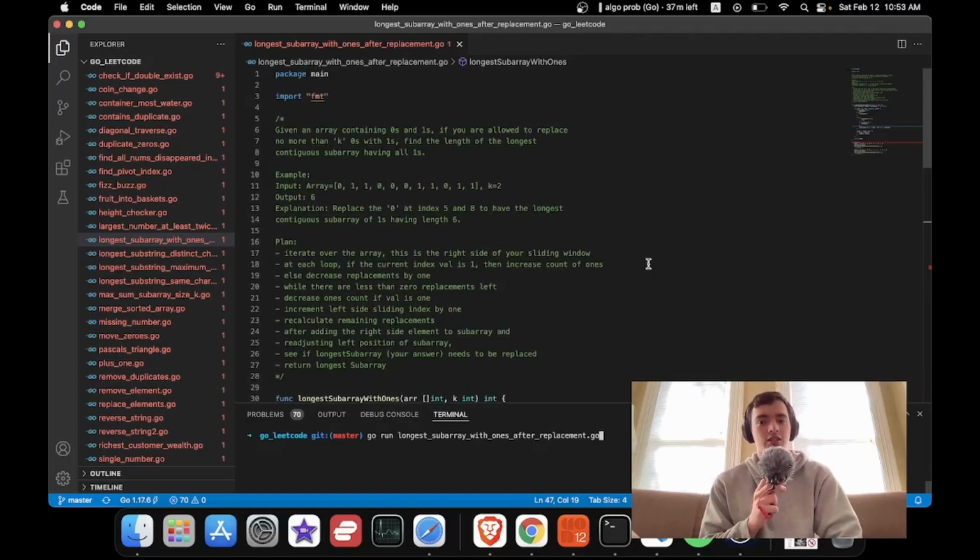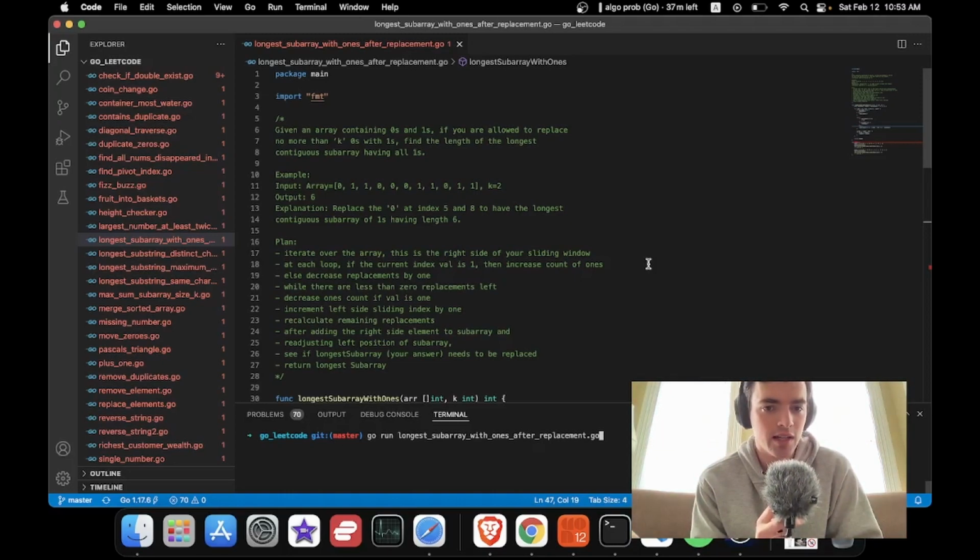This is another coding challenge from Educative. In it, we're given an array containing zeros and ones, and you're allowed to replace no more than k zeros with ones, and we're supposed to find the length of the longest contiguous subarray having all ones.